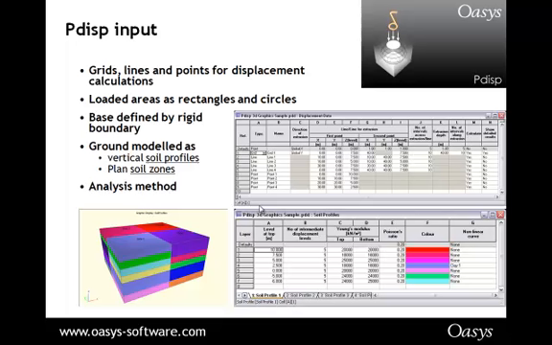The loaded areas are rectangles and circles. And the base is defined by a rigid boundary. When we say the base is defined by a rigid boundary, this might be rock, for example. So if your rock is 20 meters below ground level, then that might be where your rigid boundary is. The ground is modeled with vertical soil profiles and plans of soil zones. It's shown here in a little bit of detail. You can see for different soil profiles, you've got zones 1, 2, 3, and 4. This is quite useful, for example, if you have a soil lens or if you have sloping ground. And the actual analysis methodology, so you're going from Mindlin or Boussinesq.